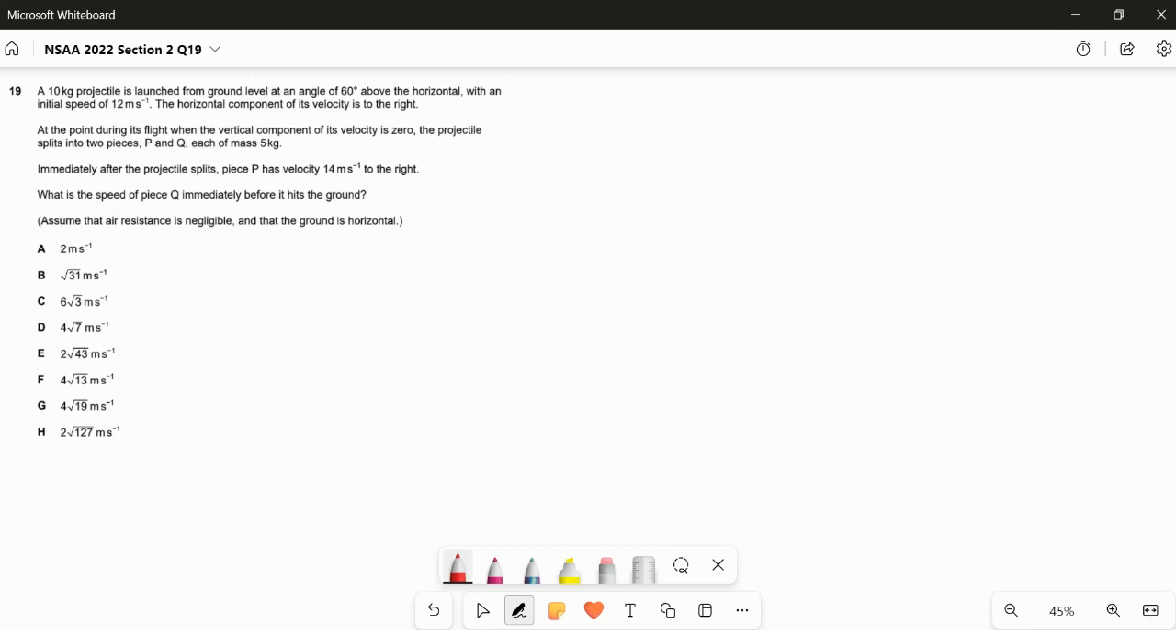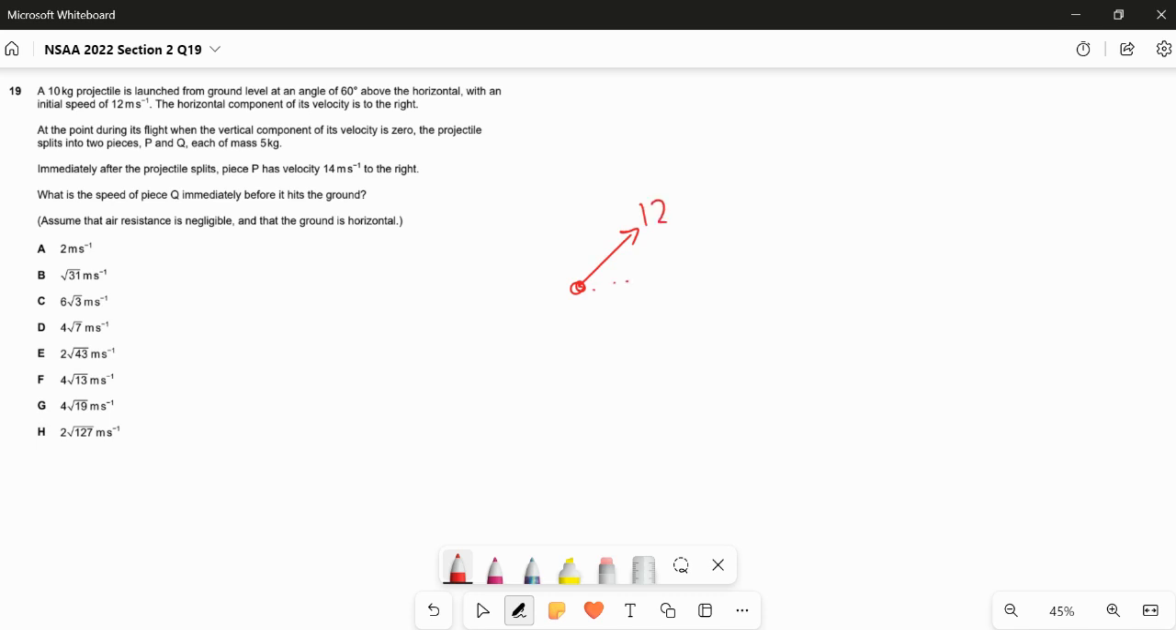A 10 kilogram projectile is launched from ground level at an angle of 60 degrees above the horizontal with an initial speed of 12 meters per second. The horizontal component of its velocity is to the right. So let's draw this. We have 12 there.